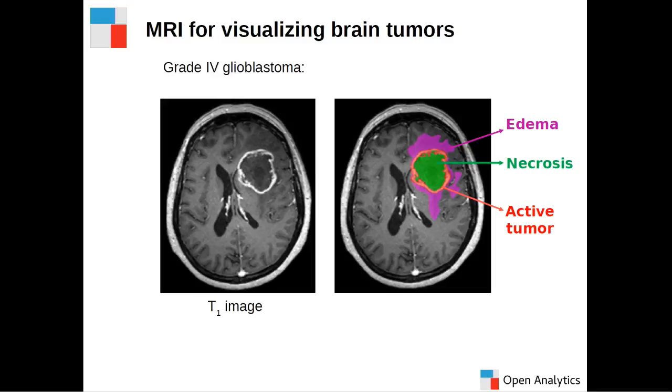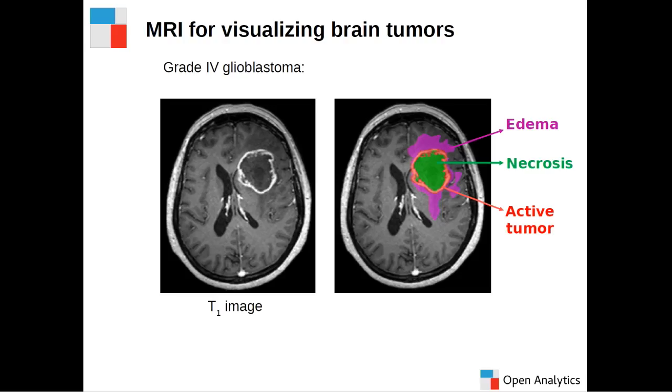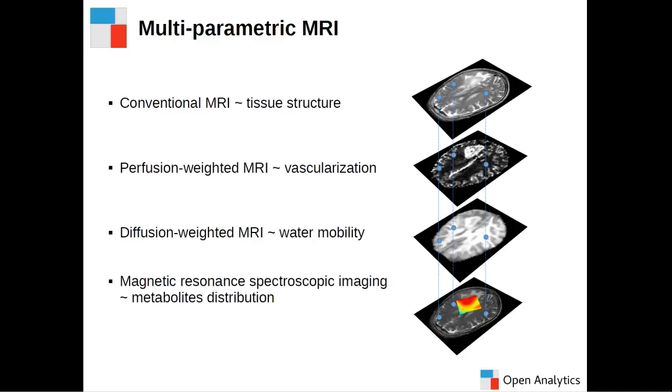Here on the left, you see an example of a T1 weighted MRI image. You see that circular structure in the image, which is a brain tumor. Actually, it's a grade 4 glioblastoma, which is the most malignant and unfortunately also the most common brain tumor.